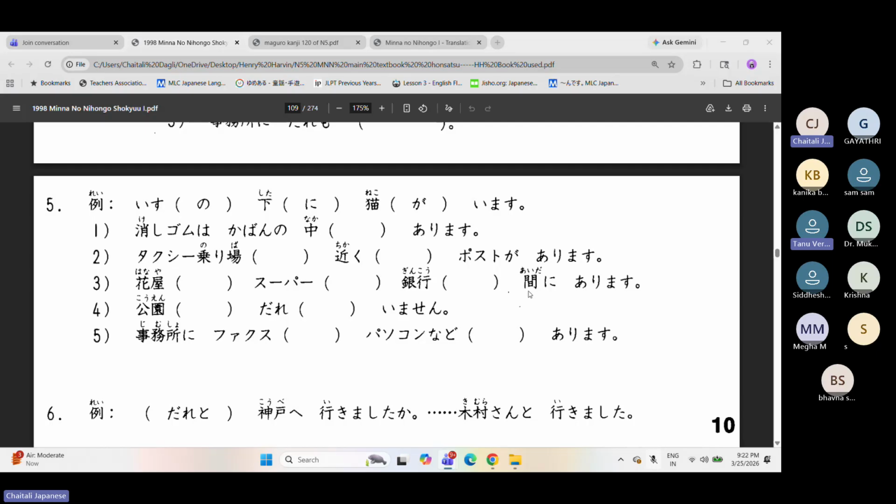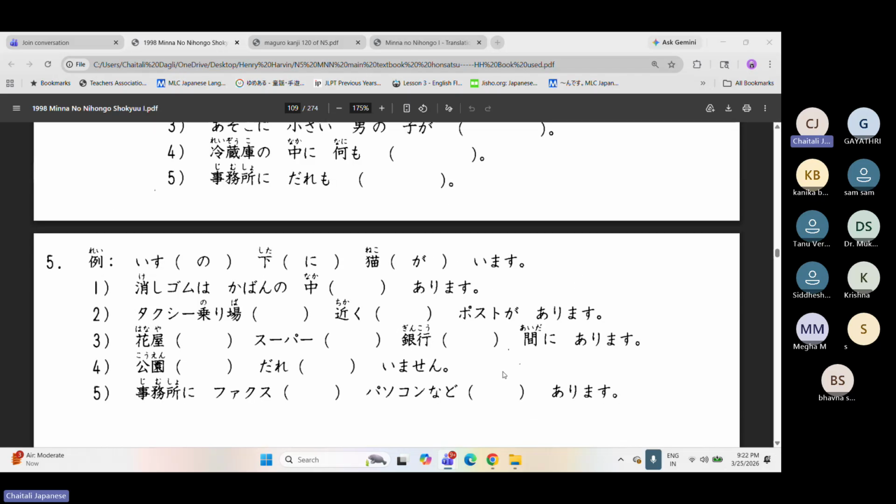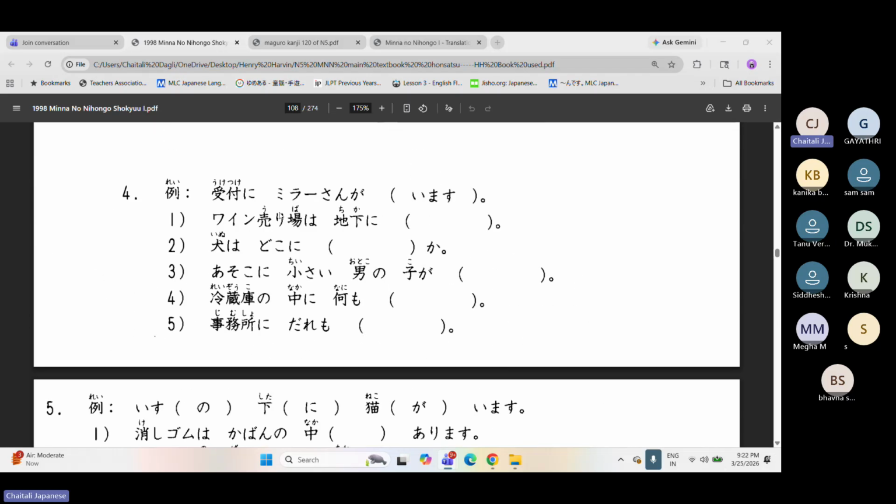मैम फर्स्ट वाला जो है वाई... What? Buying Uribawa, it is a person? Wine Uriba? No, Wine Uriba is not a person. It is wine counter.